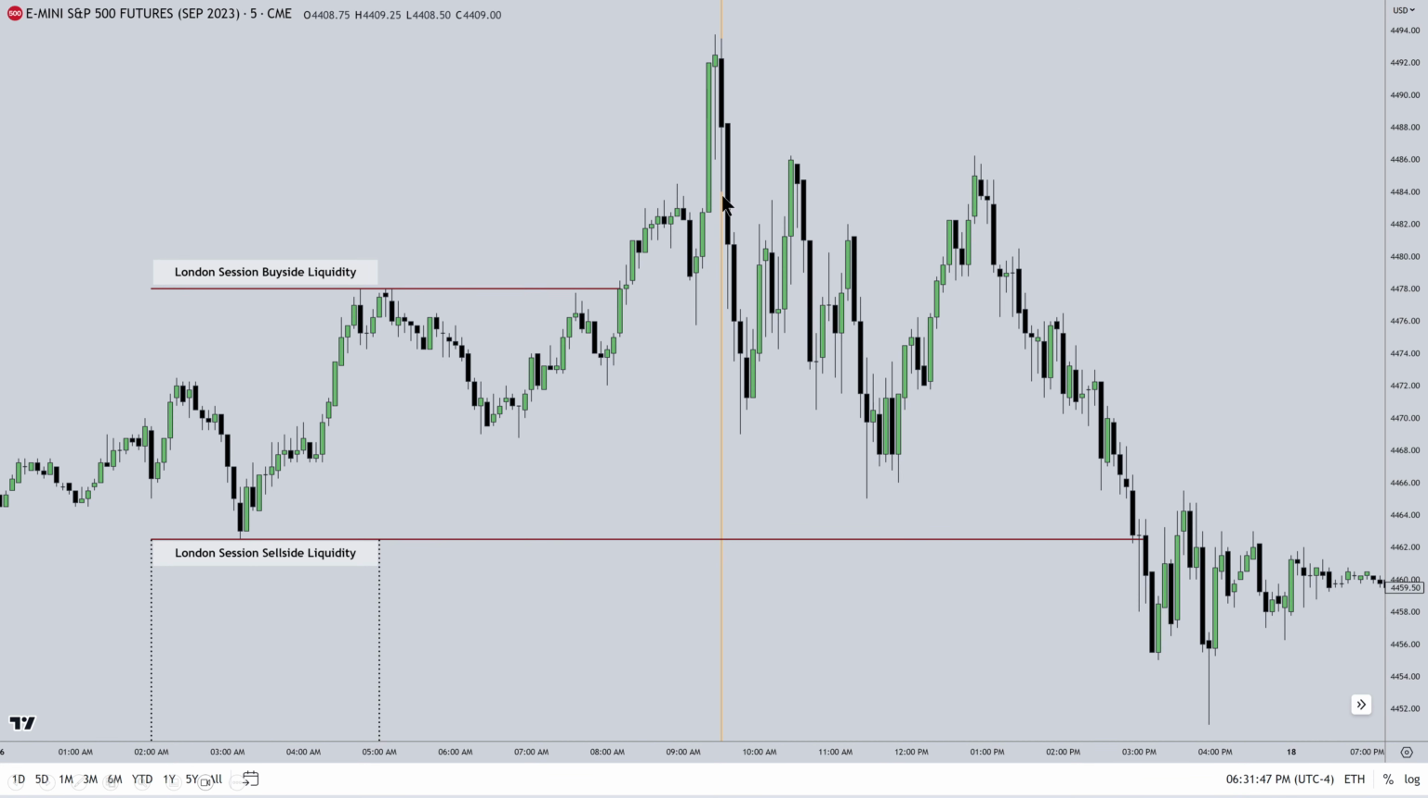In here, from this low to that high is a fair value gap. This is a shift in market structure below this low right there. That's your 2022 model or optimal trade entry. What would you be aiming for? London session, sell side liquidity. Do you have to sit through a retracement?